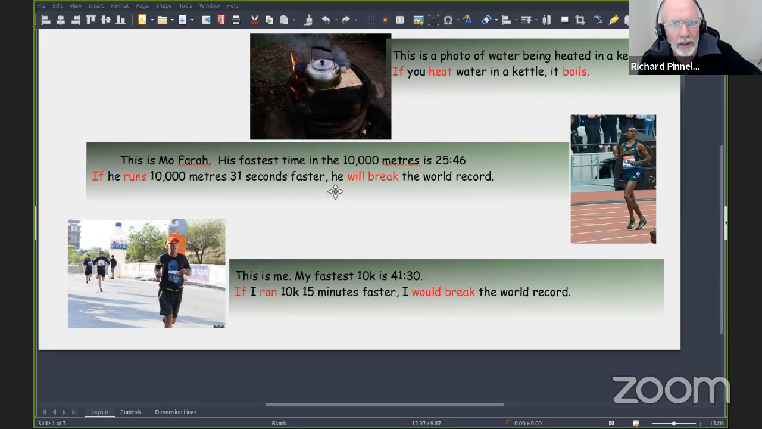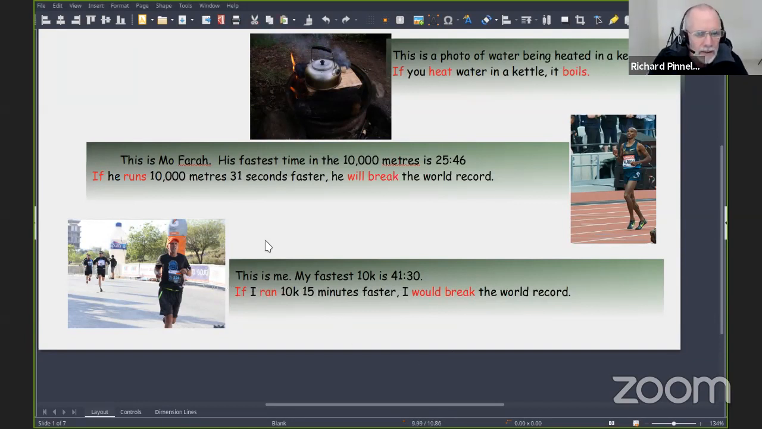So let's have a look at the difference between these two, the first conditional and the second conditional. The verbs, it's more or less the same sentence. This is Mo Farah. If he runs 10,000 meters 31 seconds faster, he will break the world record. And this is me. If I ran 10K, this 10,000 meters here, 15 minutes faster, I would break the world record.